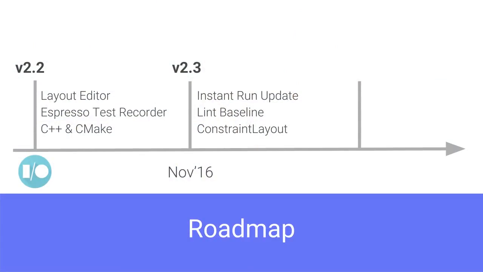Before we jump into new features, I just want to spend a few moments talking about features that we launched since we last spoke with you last year, in case you missed them. Last year at I/O, we gave you a preview of Android Studio 2.2, which included a new layout editor, the Espresso test recorder, and CMake support, which is great for C++ projects. Around November, we gave you a preview of Android Studio 2.3, which included an update to Instant Run, the lint baseline support, and the constraint layout reaching stable status, which is tightly correlated with the layout editor.